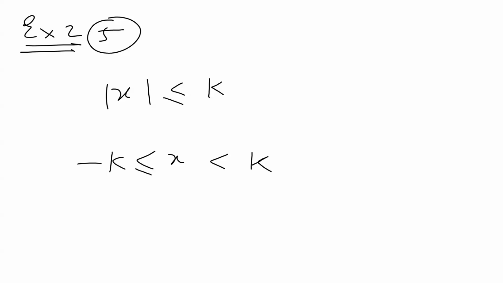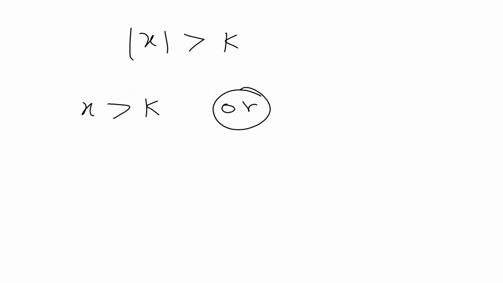Then if it is equal to, then this also is equal to. Then modulus of x is greater than k, then x is greater than k, or means union, x is less than minus k. And if it is equal to, this also will be equal to. So this we had covered up last time. Exercise 2, question number 5.